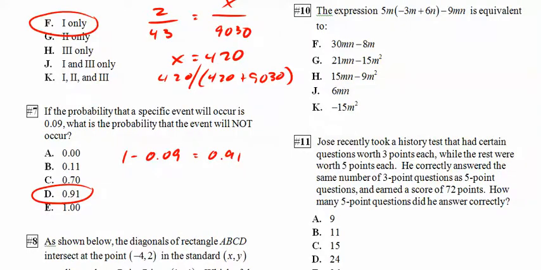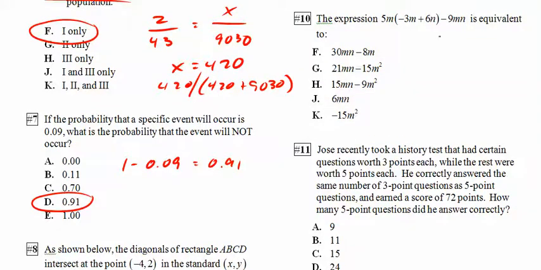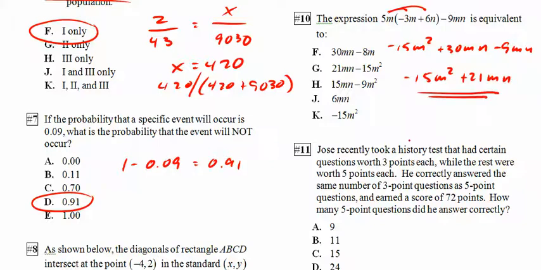The expression 5m blah blah blah is equivalent to, time to distribute, -15m squared plus 30mn minus 9mn, -15m squared plus 21mn. And they want to write that first, maybe. Let's write it both ways, see if we see it. There it is.